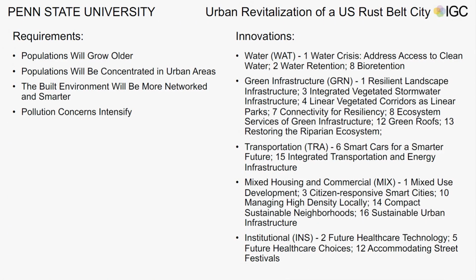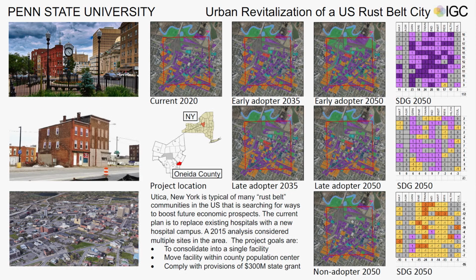So I'm just going to talk about our requirements real quick before I get to the next part. We just assume populations will grow older. They'll be more concentrated in the urban area. We want to try to draw people to that downtown area, not push them away. We'll have a more smart network, and the pollution concerns will intensify. A lot of our process was around how can we build a more resilient landscape, so around the green infrastructure stuff and the mixed housing, how can we bring more people into the town rather than away, and also maybe looking at what other changes they could do for the hospital.